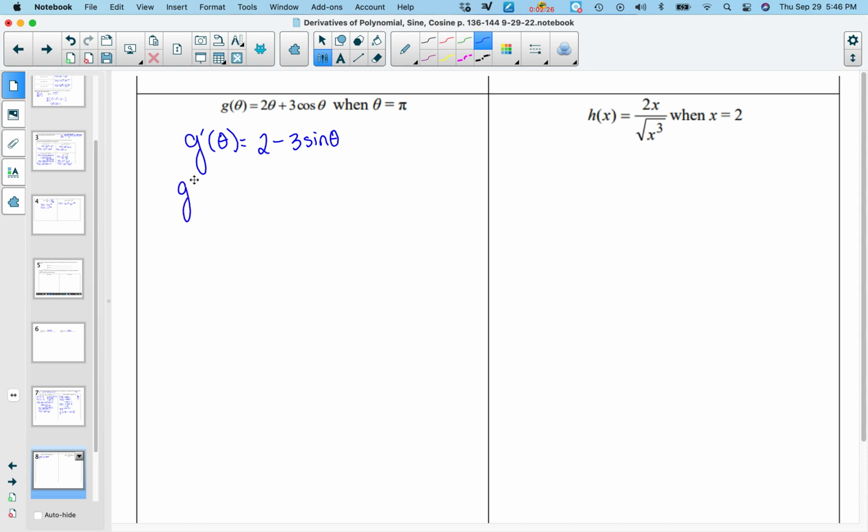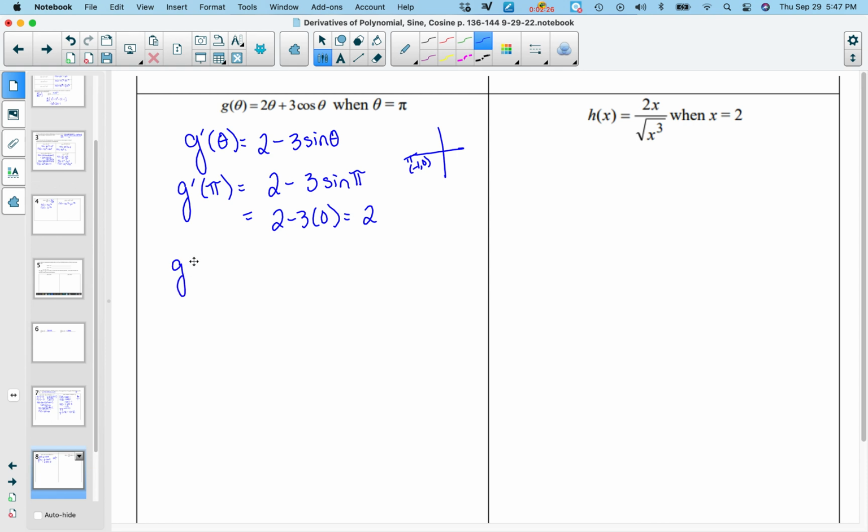So then if I want to find g prime of pi, I get 2 minus 3 times sine pi. So sine of pi, remember pi is here. The coordinates are negative 1, 0. Sine is the y coordinate, so we get 2 minus 3 times 0, which is just 2. So that's my slope of my tangent line.